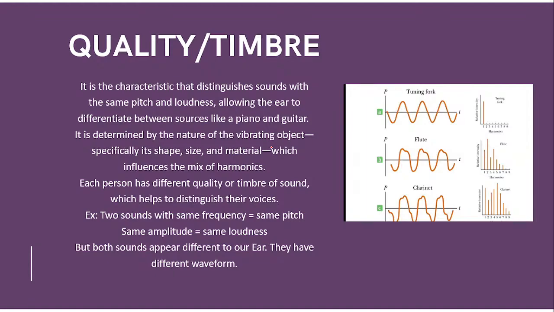that will tell us the difference. Each person has a different quality, or timbre, of sound, which helps to distinguish their voices. Two sounds with the same frequency, equal to the same pitch, and the same amplitude, equal to the same loudness, still appear different to our ears. They have different waveforms. क्यों है? Because they have different waveforms.